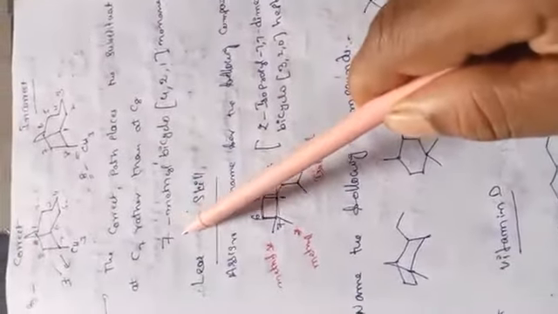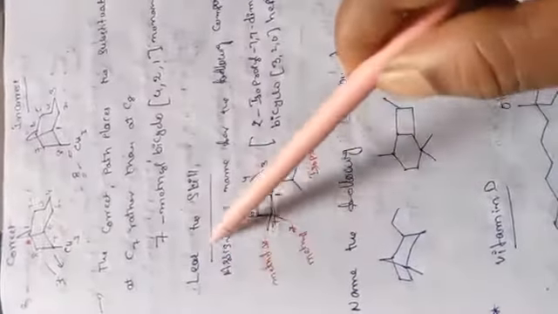So what is the name? 7-methylbicyclo, and then 4, the highest number first, because 4 carbons are there, and 2 carbons and 1 carbon. So like that. What is the learning skill here?